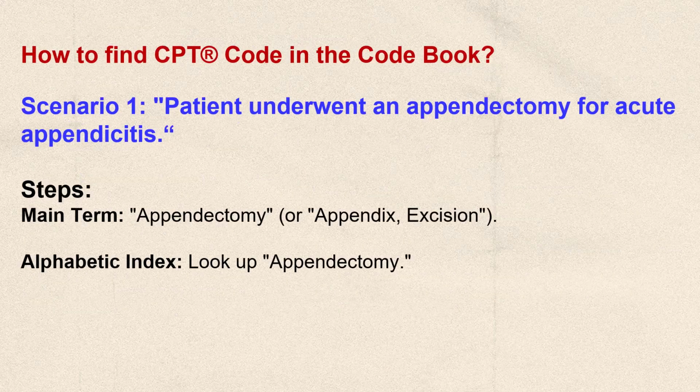Scenario 1, a patient underwent an appendectomy for acute appendicitis. So here the first step is we have to find the main term. The main term is appendectomy or appendicectomy, or else you can use appendix excision. Both ways you can search the term. In the alphabetic index, look up appendectomy. Let's see how to do this.